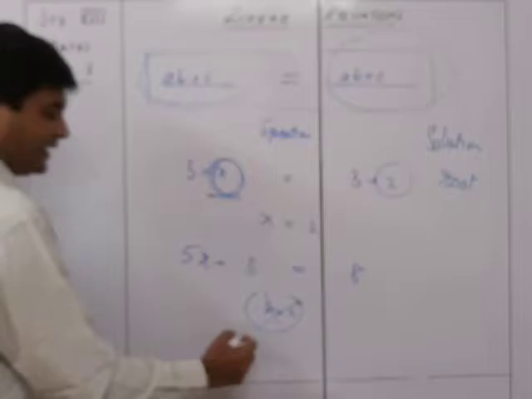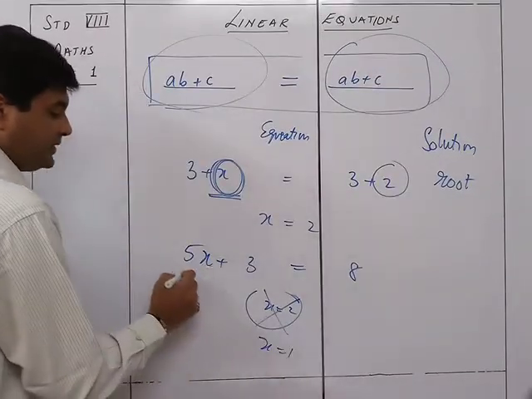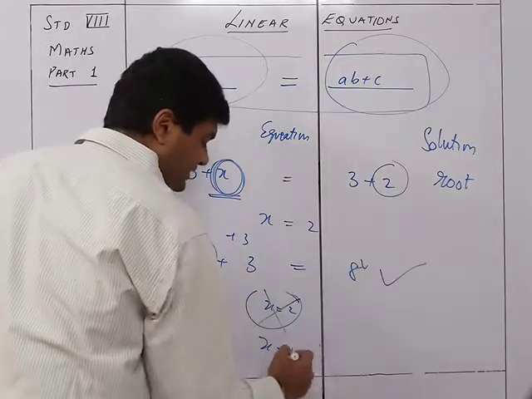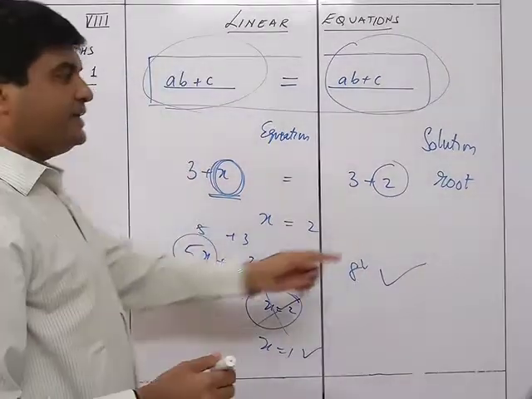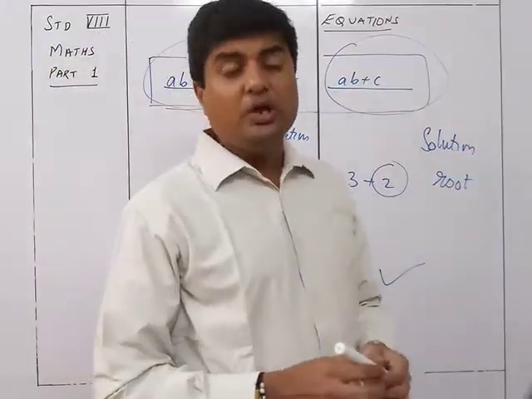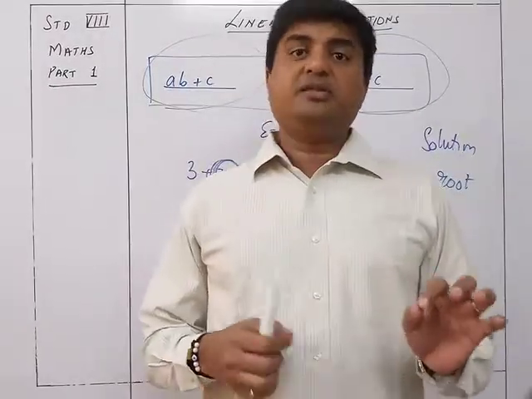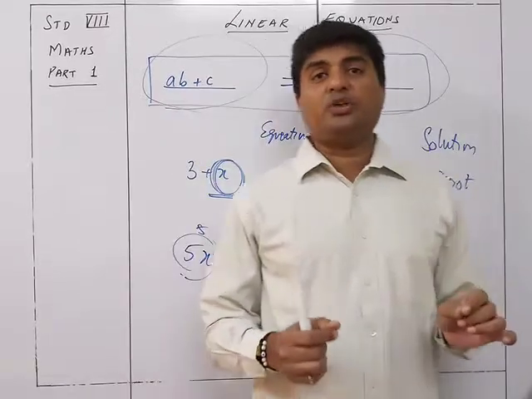Now the moment I put x is equal to 1, what will happen? This will be 5 and this will be plus 3, so there will be 8. So that means x equals 1 is the root or the solution of the equation. So I would say that a particular number is the answer, or the solution of the equation.